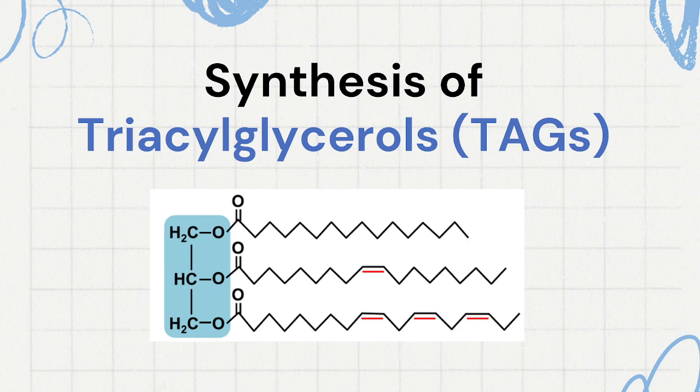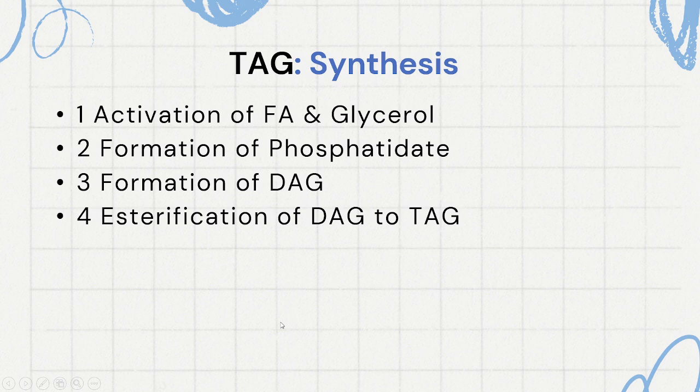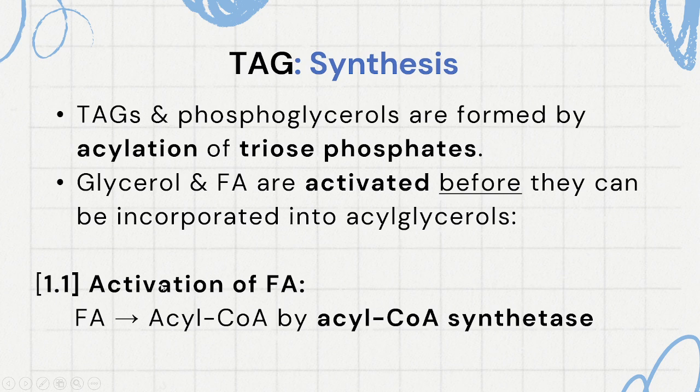Regarding synthesis of triacylglycerol, this is the structure of triacylglycerol: the glycerol backbone, and there are three acyl chains or three fatty acids. In position 1, we have a saturated fatty acid. In positions 2 and 3, we have desaturated fatty acids. Synthesis of triacylglycerol proceeds through 4 steps.